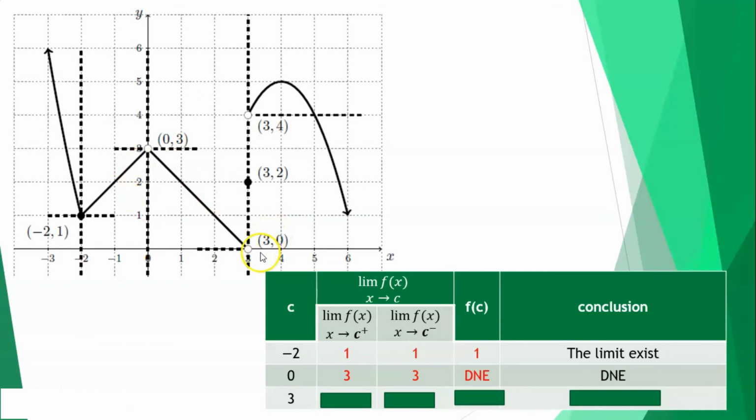Okay, next, what about for 3? If our x is 3, as x approaches 3 from the right, the value for y is positive 4. Now, as our x approaches 3 from the left, the value for y here is approaching 0. But if our x is exactly 3, the value for y is positive 2 because it is shaded at this point. So, in number 3, the limit still does not exist because all of these have different values. So, take note of that.